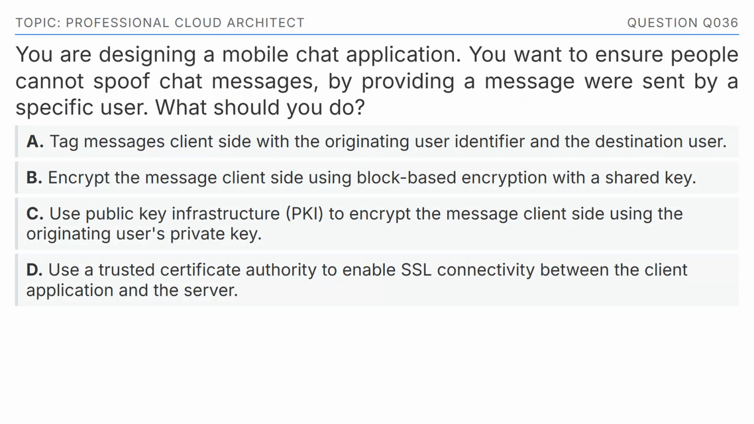You are designing a mobile chat application. You want to ensure people cannot spoof chat messages by proving a message was sent by a specific user. What should you do? The options are: Option A, tag messages client-side with the originating user identifier and the destination user. Option B, encrypt the message client-side using block-based encryption with a shared key. Option C, use public key infrastructure, PKI, to encrypt the message client-side using the originating user's private key. Option D, use a trusted certificate authority to enable SSL connectivity between the client application and the server.